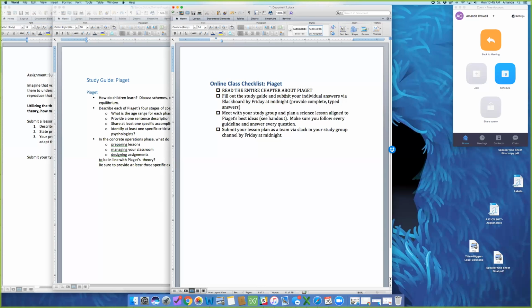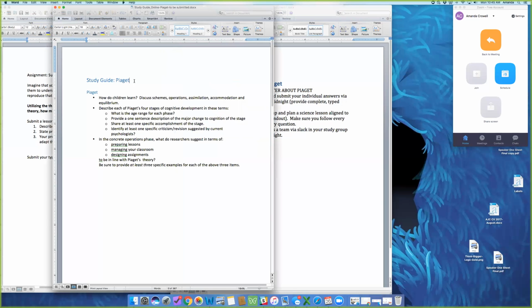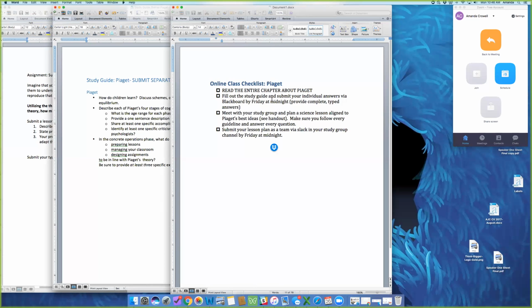Now, I don't mind if 5 of you in a study group submit the exact same study guide because I want you to work on it together, but I need each of you to submit it separately. So let me make the note here. Submit separately on Blackboard. Okay, so you're going to read the chapter, you're going to fill out the study guide.